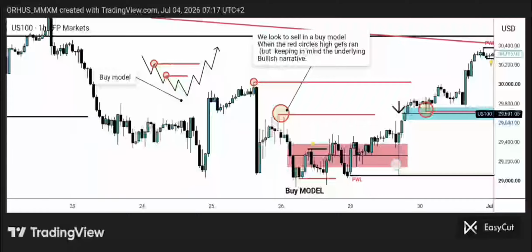So right now, this is the market maker buy model. Wow, it's a textbook model. In fact, imagine buying this low here and holding all the way to this point. My god, that's from like 29,000 to 30,000. That's 1,000 points on the US 100.